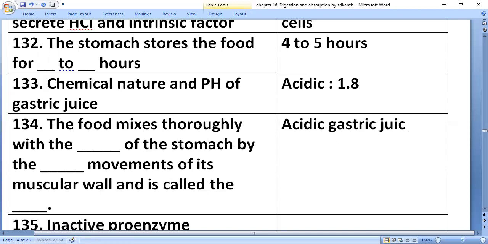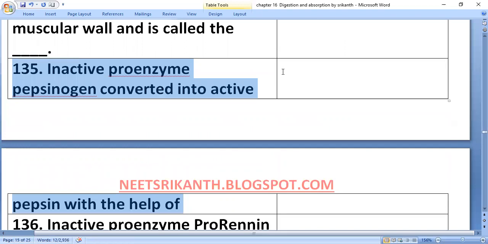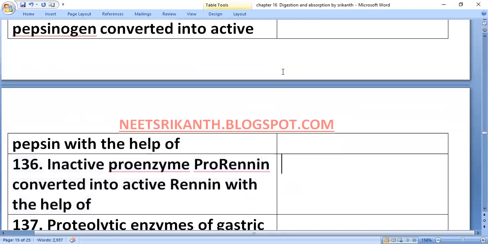The food mixes thoroughly with the acidic gastric juice in the stomach by the churning movements of its muscular wall, and the food is now called chyme. Inactive proenzyme pepsinogen is converted into active pepsin with the help of HCl. Inactive proenzyme prorenin is converted into active renin with the help of HCl.